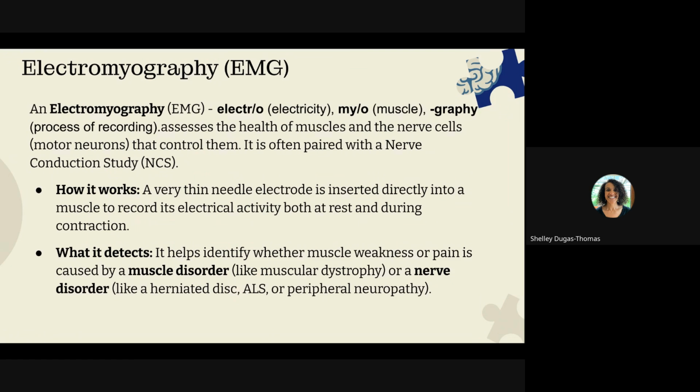This uses the exact same formula. So you have electricity, plus myo, muscle, plus graphy, a process of recording. An EMG records the electrical activity within a muscle to see if the muscle weakness is due to a nerve issue or a muscle issue.